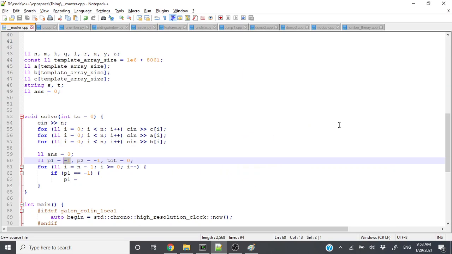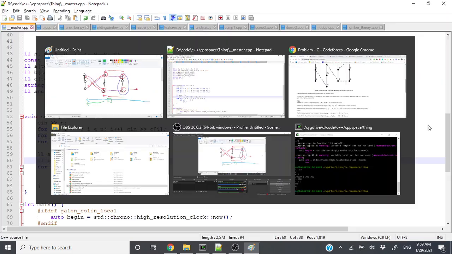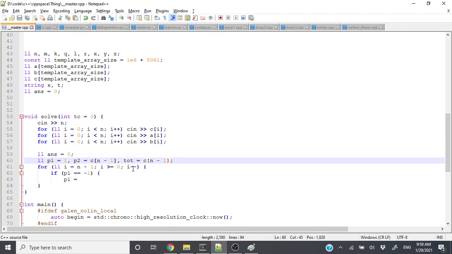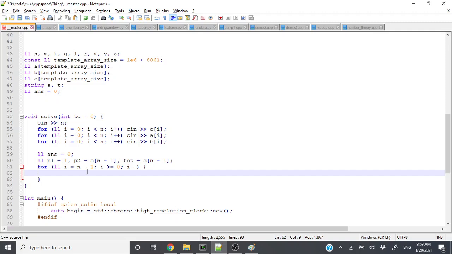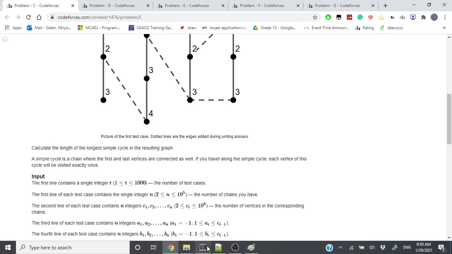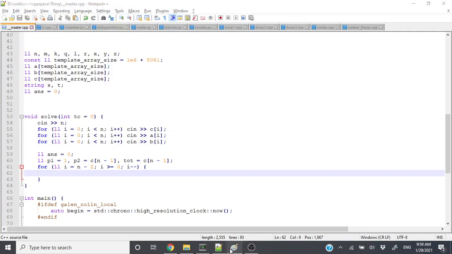It's more like 1. Yeah, so we start off here and here. And then the total amount is the number of vertices we already have, which is just the size of the last chain. Then we start here. And there's at least two, which is nice. I don't know what I just opened, but hopefully that's not a problem. So i equals n minus 2.